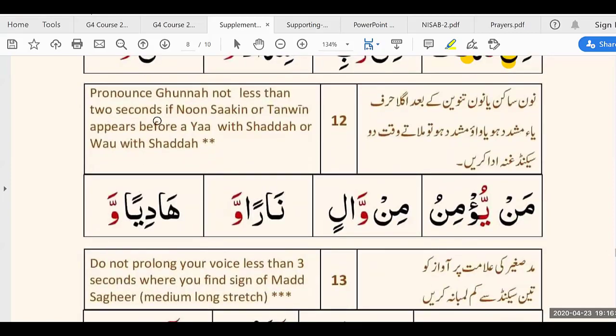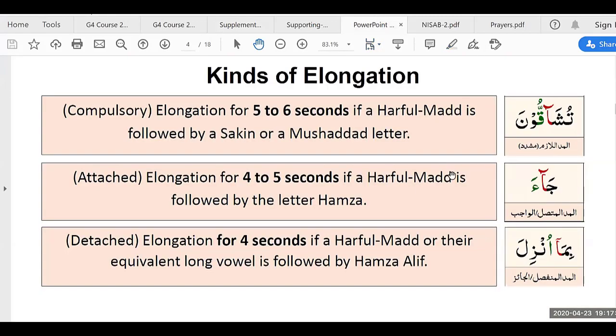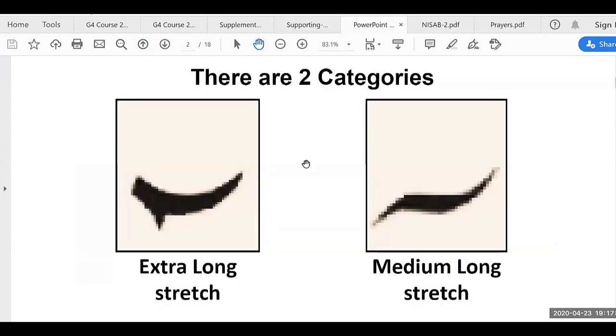Pronounce ghunna not less than 2 seconds if noon sakin or tanween appears before a ya with shadda or waw with shadda. So this is also from the rule of idgham, where we have to merge the sound of noon sakin into the mushaddad letter. However, this time it won't be complete assimilation. It's partial assimilation with nasal sound. So, man yu'minu. Okay. So, man yu'minu. The nasal sound should be held for 2 seconds. Okay. So that was all for the revision of common errors.